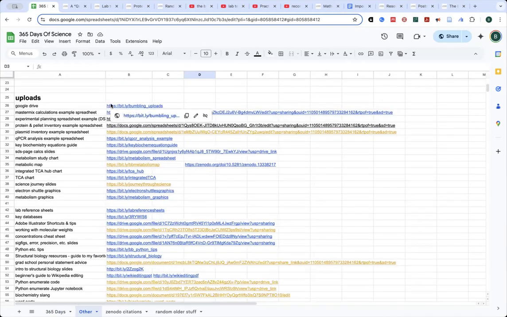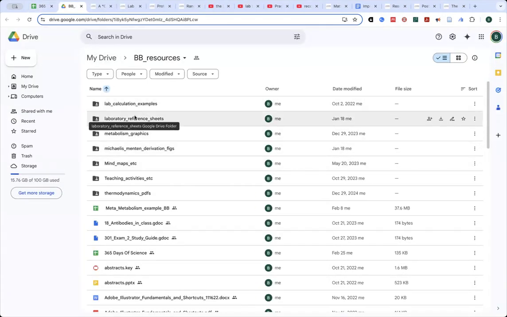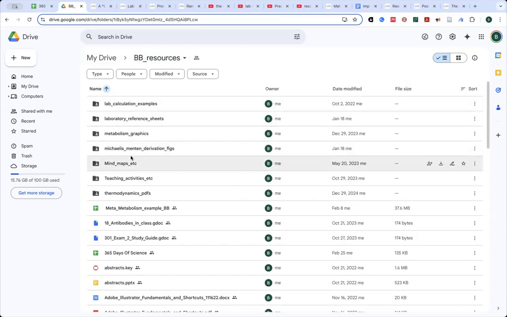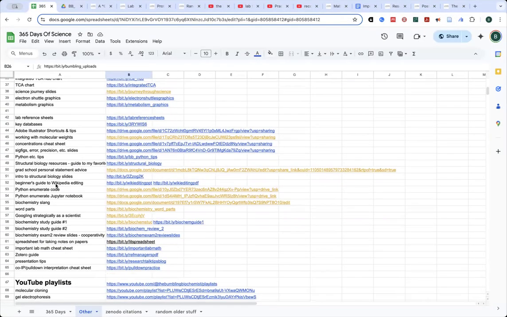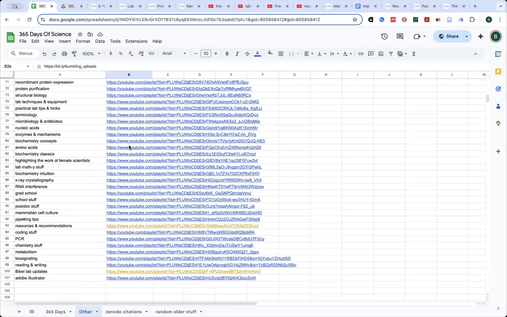And so I have a Google Drive where I have lots and lots of uploads, including various laboratory cheat sheets, various example spreadsheets, things like this. So if you look at laboratory reference sheets, you'll find one with concentration, statistics, various things like this. And then there are lab calculation examples and spreadsheets, all sorts of various things that can hopefully help you. And you can find quicker links to specific ones in the uploads, and then to various YouTube playlists. And I'll get to those in a second.